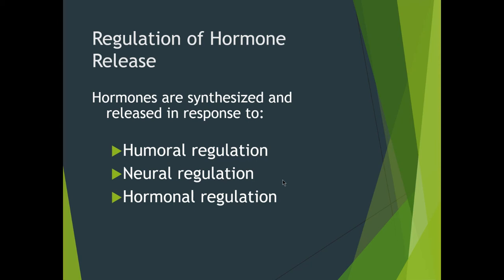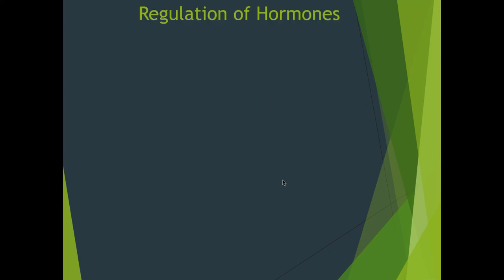One other thing about hormones is they're very, very powerful. You do not want too much of a hormone, just like you do not want too little of a hormone. And so, in order to keep them from being too much or too little, they have to be regulated, just like everything else in the body. And there are 3 ways in which they're regulated. There's humoral regulation, neural regulation, and hormonal regulation.